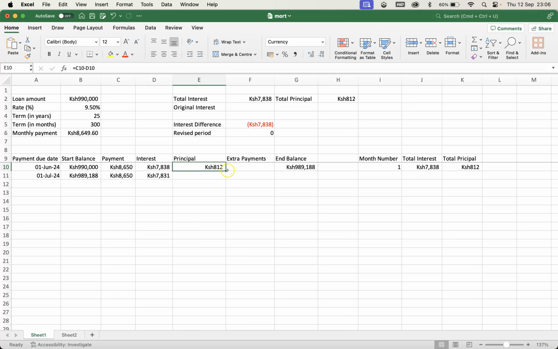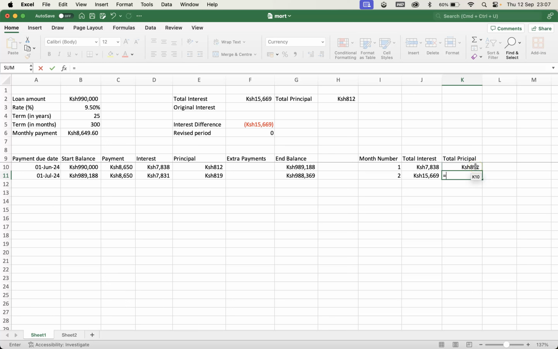So the next one here is the principal, for which the calculations remain the same. The end balance equals B11 minus the principal minus anything that we paid here; that is our end balance. Then for the month, it is the previous month plus 1. The total interest is the previous interest plus this interest that we paid. At the same time, the principal equals the previous principal, this amount here, plus anything we paid extra. That sums up all the computations that we need to do in regards to the formulas here.